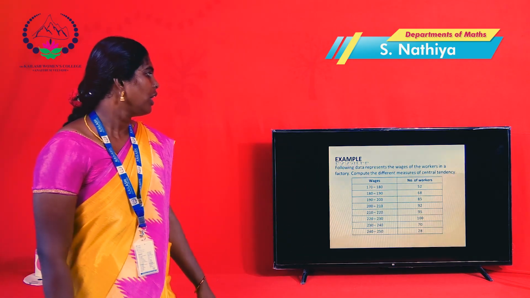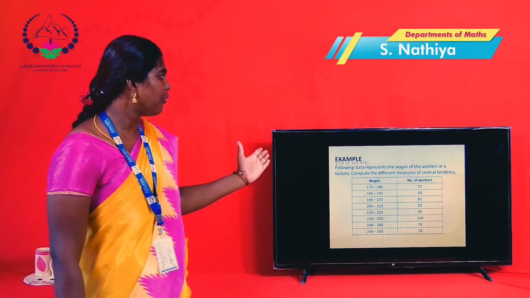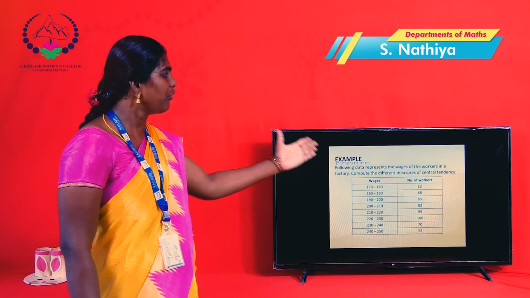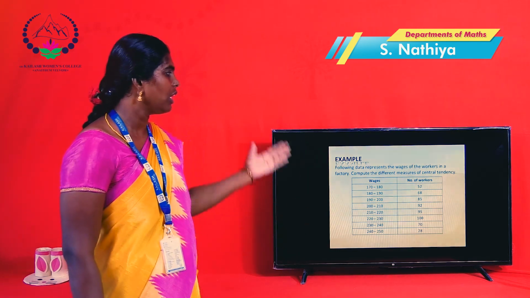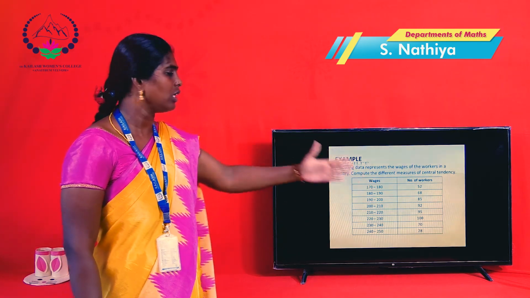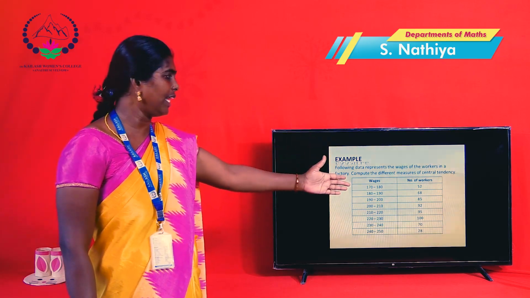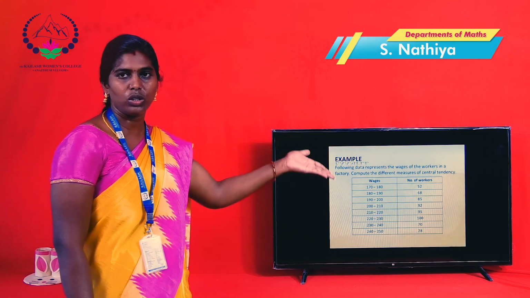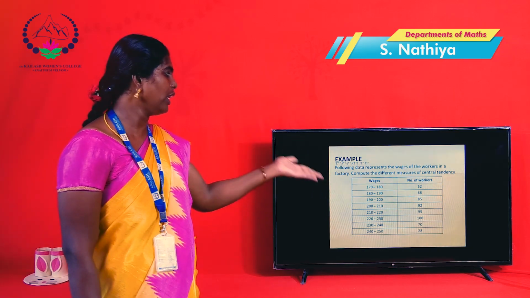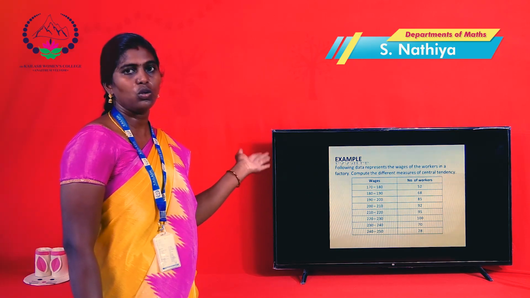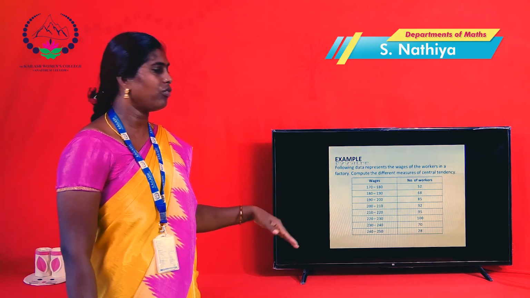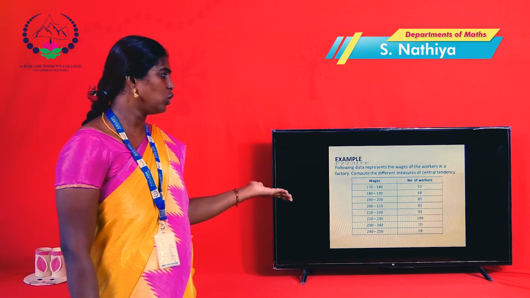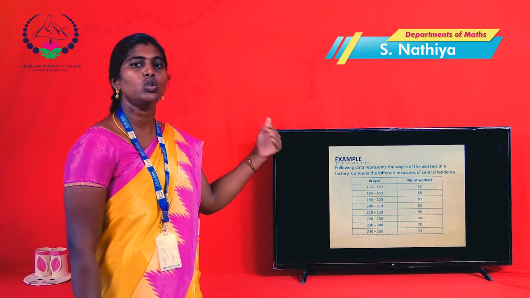Example. The following data represents the wages of workers in a factory. Compute the different measures of central tendency. Wages: 170 to 180, 180 to 190, 190 to 200, 200 to 210, 210 to 220, 220 to 230, 230 to 240, 240 to 250. Number of workers: 52, 68, 85, 92, 95, 100, 70, 28.